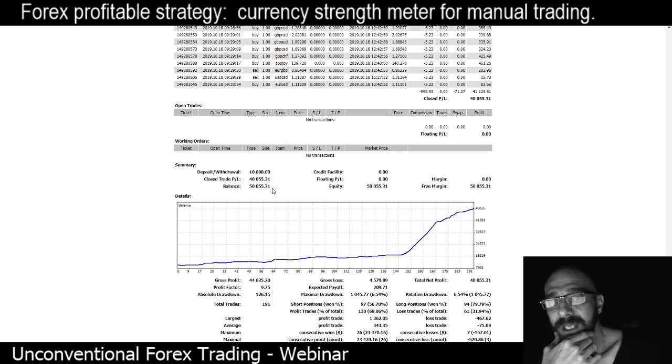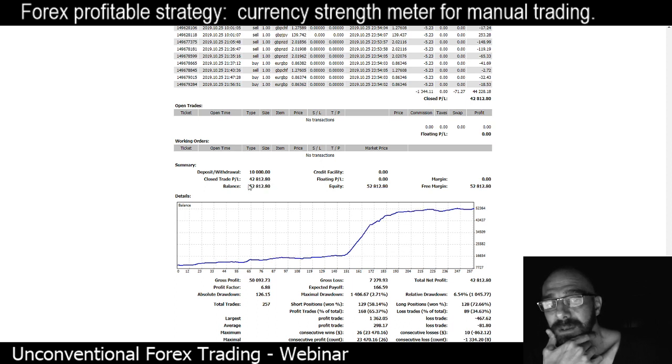Anyway, we can see that from the final balance of 50,055.31 units, I increased it to about 2,750 units. Okay, so that was anyway a positive result.